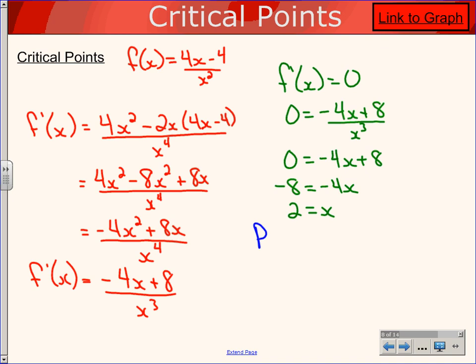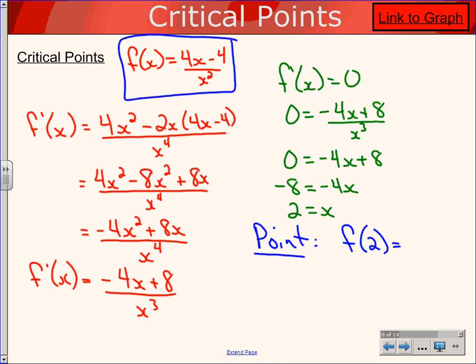We would like to know what the point actually is. And we didn't have to do that for the x-intercepts because they were on the x-axis. But for the critical points, we need to know the y value. So I need to know f of 2. And we're going back to the original function for this. And what's that? 8 over 4, that's just 1. So our critical point is (2, 1). So only one critical point.